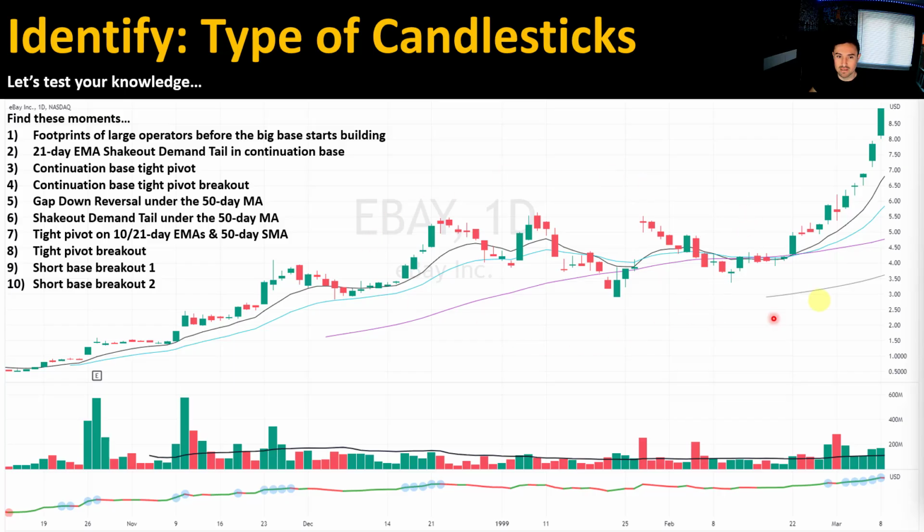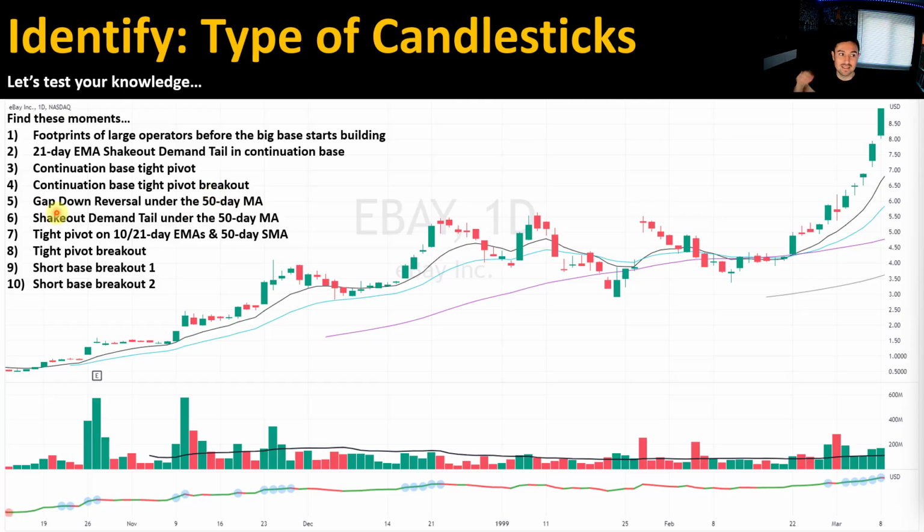Okay, this is the big base over here, around the 50. Before the big base starts building, can you identify the footprints? The 21-day EMA shakeout in the continuation base? Can you identify the continuation base type pivot? Can you identify the continuation type pivot breakout?